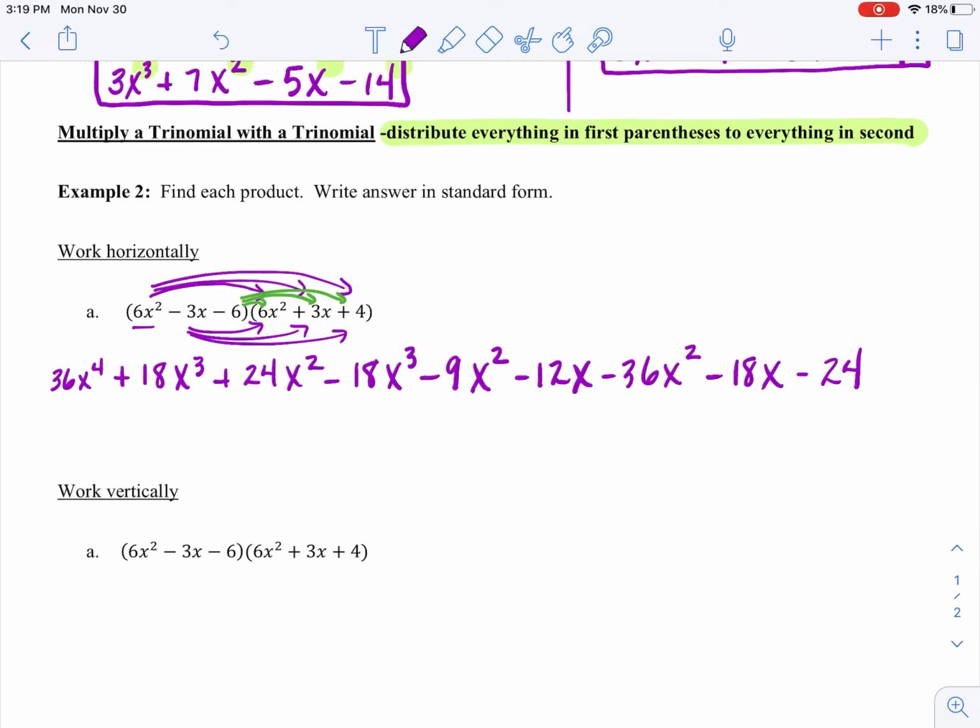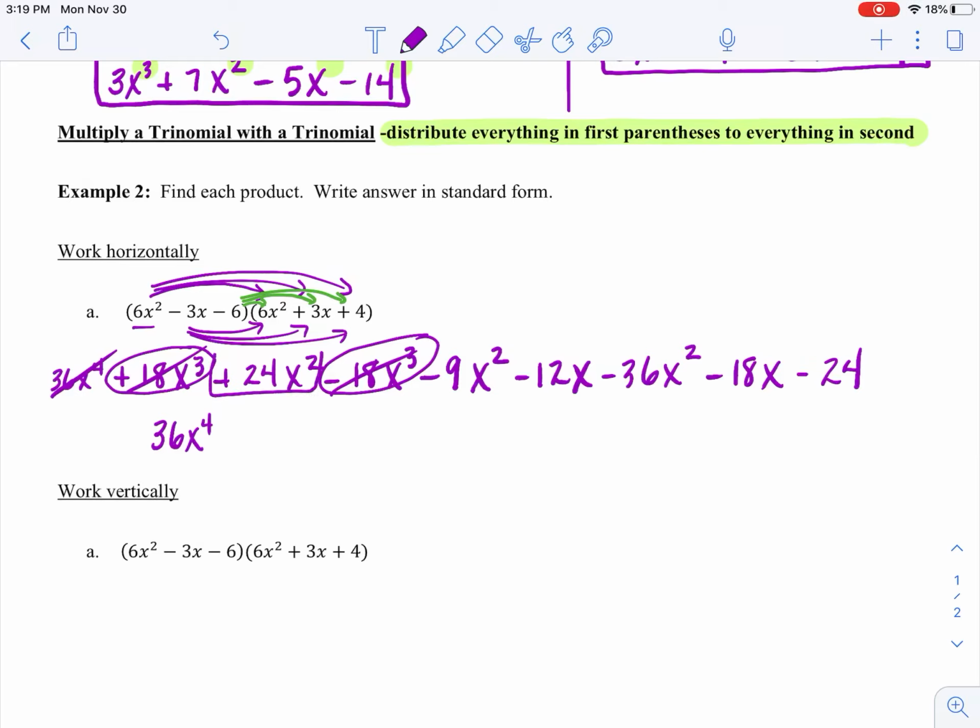So the 36x to the 4th, there are no other x to the 4th terms. So I'm just going to write that, right? 36x to the 4th. And again, maybe you want to cross it off as you go. The positive 18x to the 3rd and the negative 18x to the 3rd. There's no other x to the 3rd. Those actually add up to 0. So we're not going to do anything, right? We never write anything that has a 0 in front. So those actually cancel out.